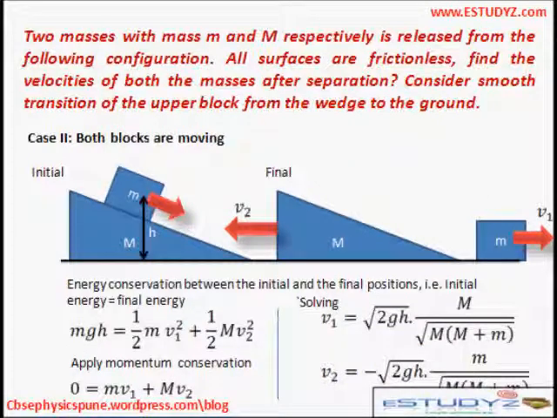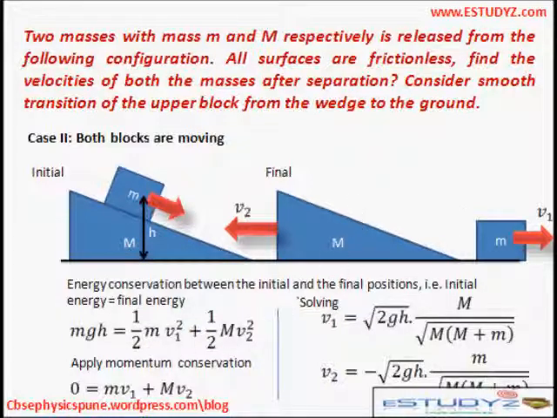Now both the blocks are moving. Here we have to consider the motion of the big block as well as the small block m. So apply energy conservation once again. Initially the total energy in the system is mgh only because the bigger mass is sitting on the ground, and hence the potential energy of the bigger mass is 0.